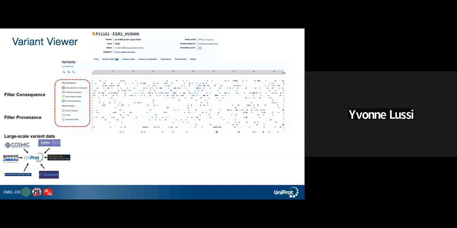Here you will find the manually curated variants as well as large-scale variants imported from a variety of resources such as ClinVar, Cosmic, gnomAD, and Ensembl, and others. On the left-hand side of the matrix, you can apply filters to restrict the view of the variants to a certain type. You can filter based on the consequence of the variant, such as pathogenic variants in red and benign variants in green, or you can filter for the provenance and choose to display only the variants that have been reviewed by a curator, or variants that have been imported from large-scale studies.